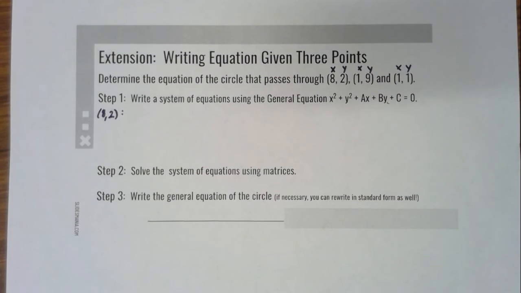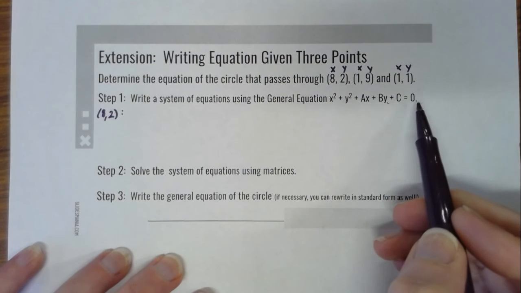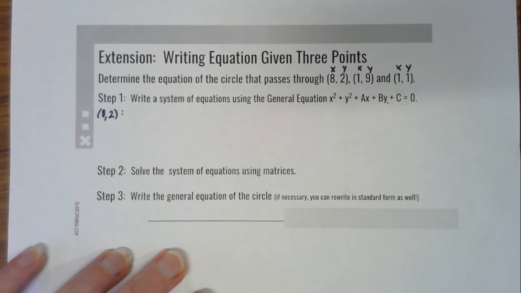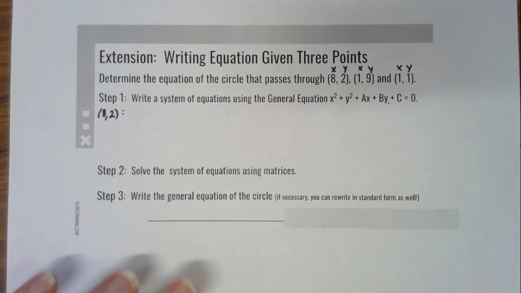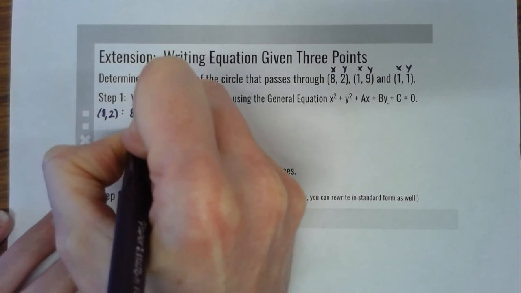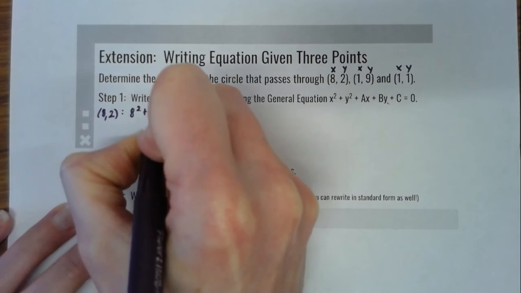So let's start with that first point, 8, 2. What I'm going to do is run through my general equation, and I'm going to replace all of my x's with 8, all of my y's with 2, and then I'll have a beautiful equation that I can work with. So this would become 8 squared plus 2 squared.